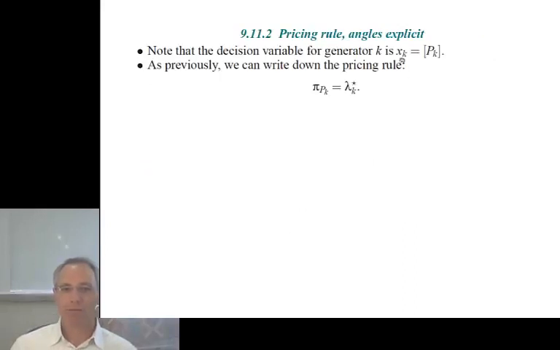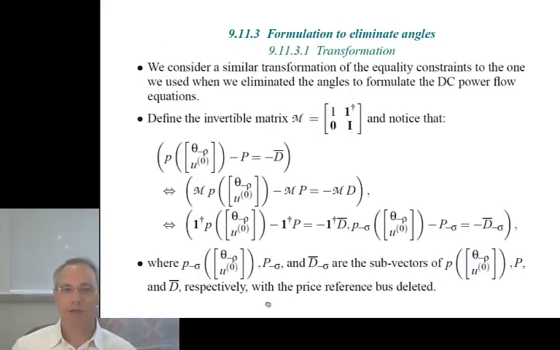Since our decision variable is now simply the real power generation, as previously, we can write down the pricing rule. Pi_k is simply lambda_k star, the Lagrange multiplier on power balance. But to understand this more clearly, we're going to modify the formulation to eliminate the angles. To do that, we're going to make a transformation.